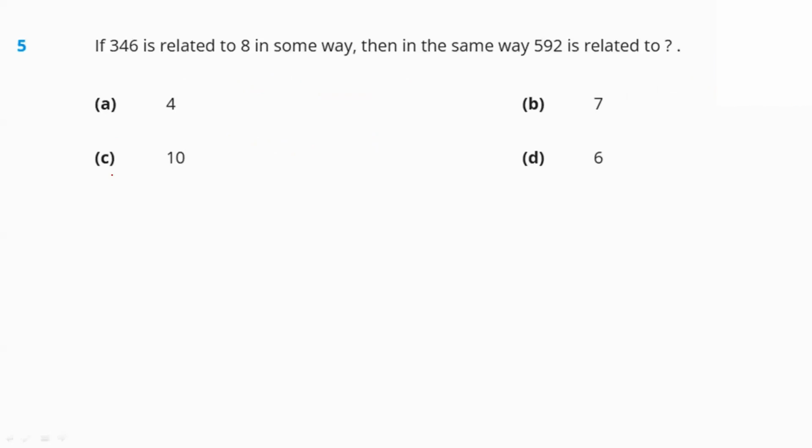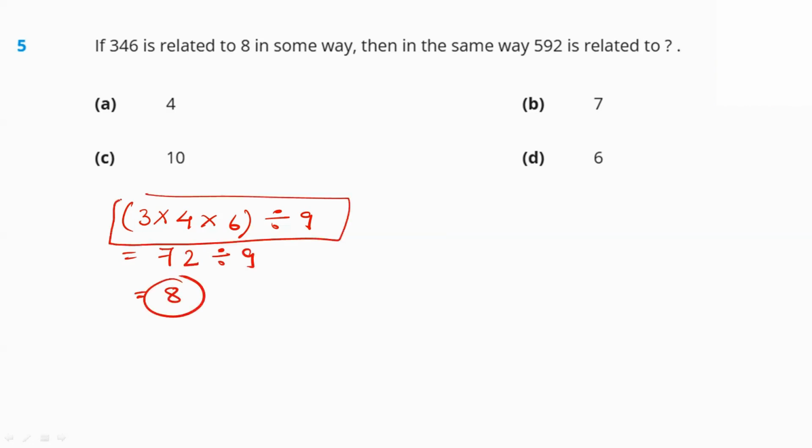Next, if 346 is related to 8 in some way, then in the same way 592 is related to what? So basically we have to find out how 346 is related to 8 first. Okay, so if we do 3 multiplied by 4 multiplied by 6 and divided by 9, then we get 72 divided by 9, and our answer would be 8. Okay, so this is the relationship of the number 346 with 8. So a similar relationship we have to establish with 592 also.